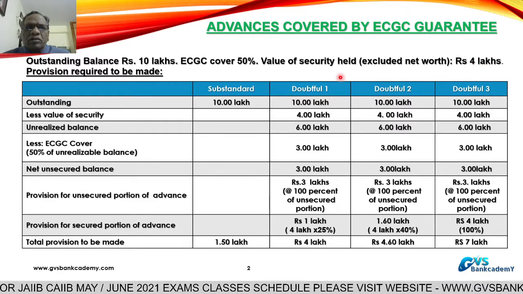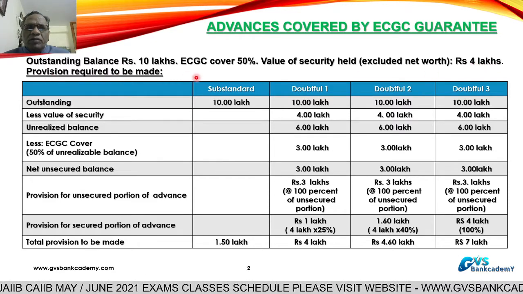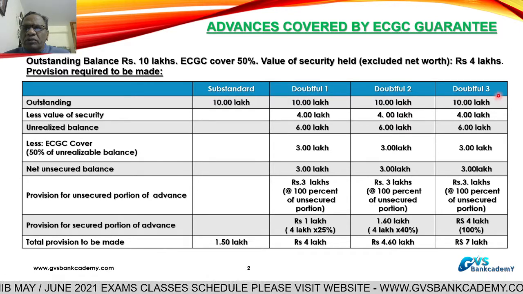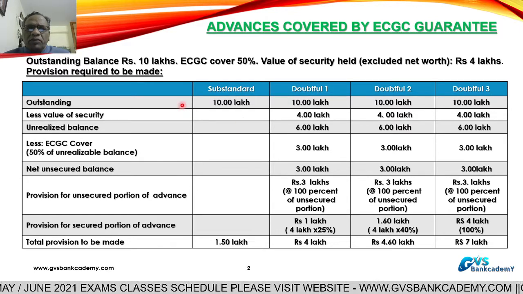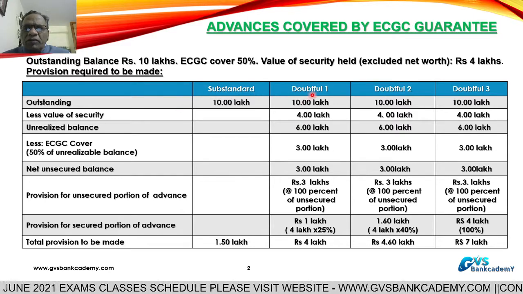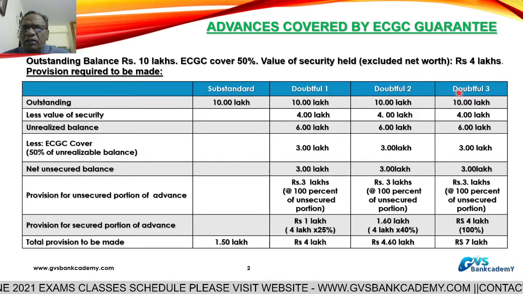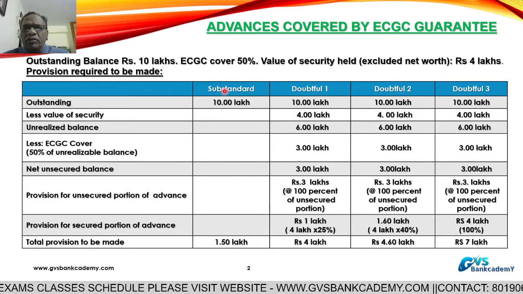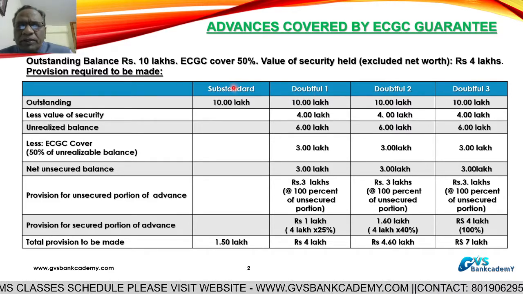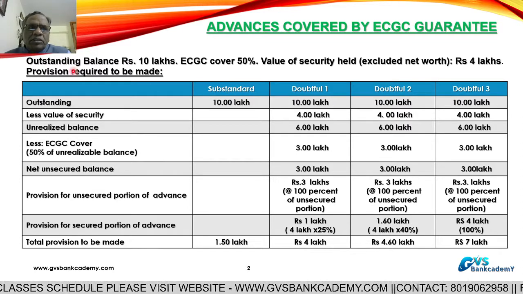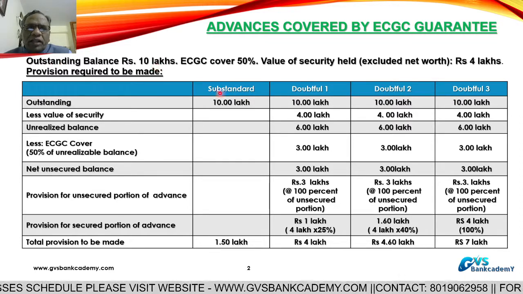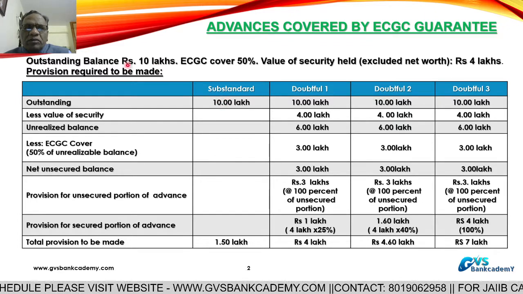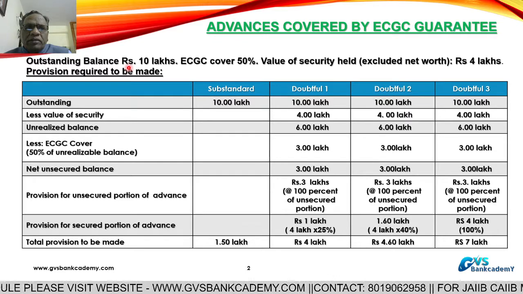Now calculate the provision under various categories: substandard, doubtful 1, doubtful 2 and doubtful 3. This example is very useful because if we can calculate all of them, then in the examination, whether they ask doubtful 3, doubtful 1, standard or substandard, we can answer. That's why it is better to discuss. In this case, the outstanding balance is 10 lakhs in the substandard category.